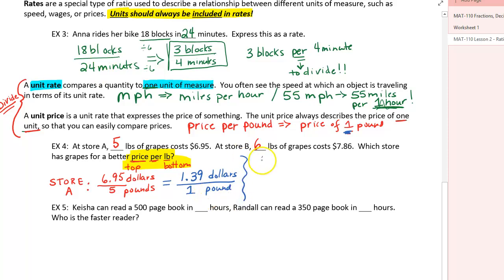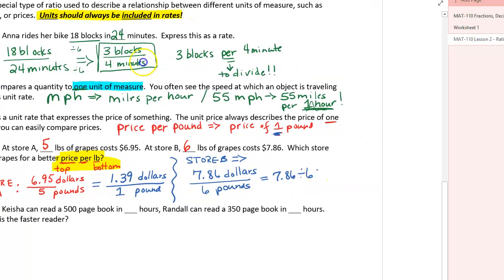Now let's look at store B. Remember, we're doing price per pound, so we're going to put the price on top, which is $7.86, and we're going to put the pounds on bottom. So now in the calculator, you're going to enter 7.86 divided by 6, and if you don't enter it in the right order in the calculator, it's going to give you the wrong answer. So that's going to be $1.31 per 1 pound.